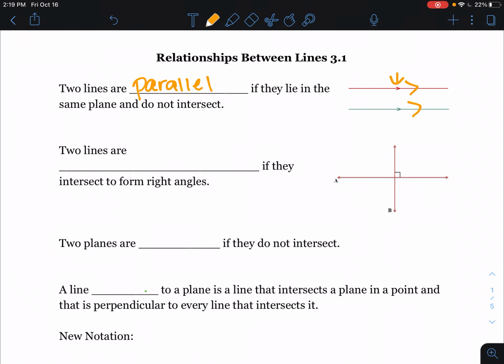Two lines that meet to form right angles are perpendicular. This might be a new word for you guys, perpendicular. Perpendicular. They meet at right angles. They form right angles. That's what that little square means. So two lines, in this case, would be perpendicular. Here we have line A is perpendicular to line B. Up here, if we named these A and B, we'd say that line A is parallel to line B.